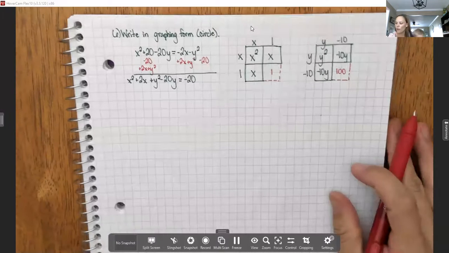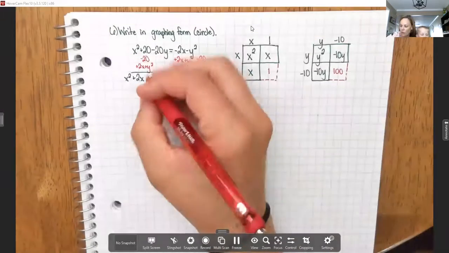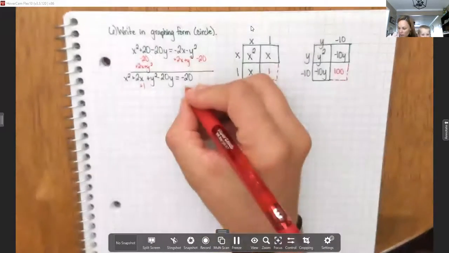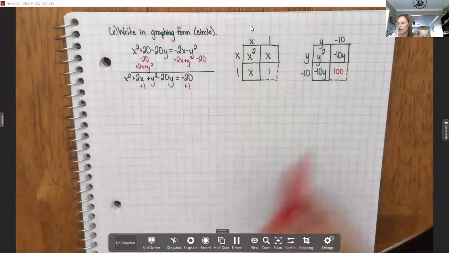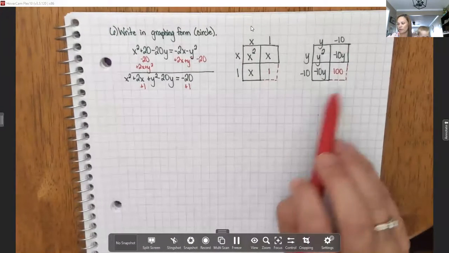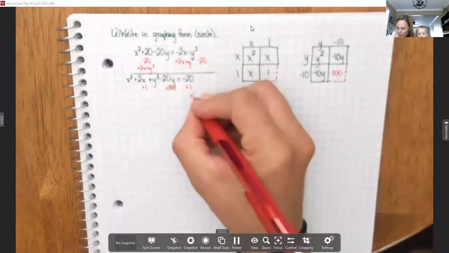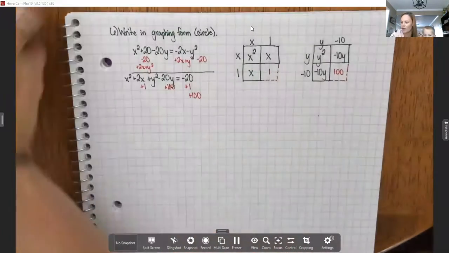So our missing piece for our x's is 1. So I want to add 1 to both sides of my equation. And the missing piece for my y's is 100. It's positive 100. Negative times negative is positive. So I'm going to add 100 to both sides of my equation.